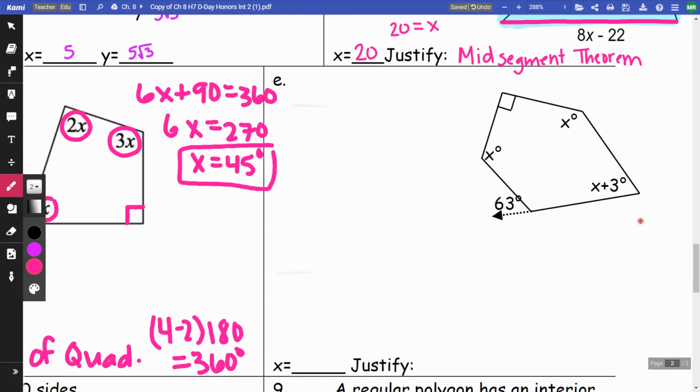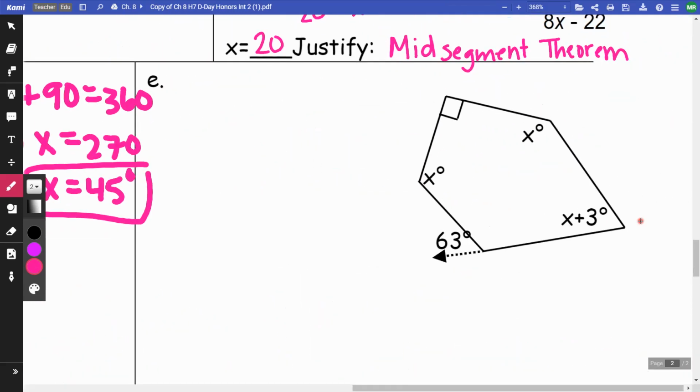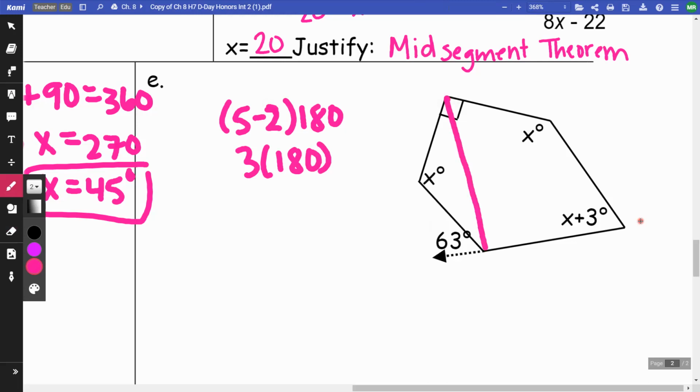On E, this time I have a pentagon. 1, 2, 3, 4, 5, just double checking. So in that case, I am going to be taking 5 minus 2 times 180. So it's going to be 3 times 180. Again, I would have one triangle here, another one here. I have 3 triangles, each of them being 180. So 3 times 180, I end up with 540 degrees.